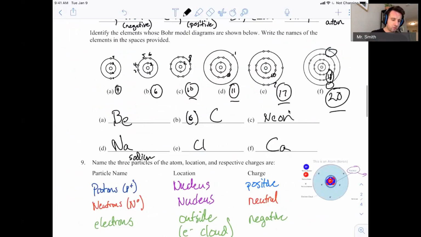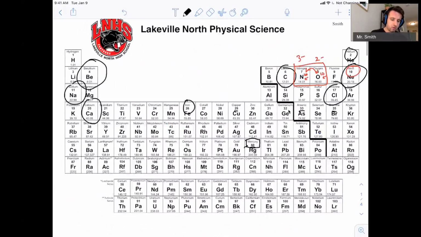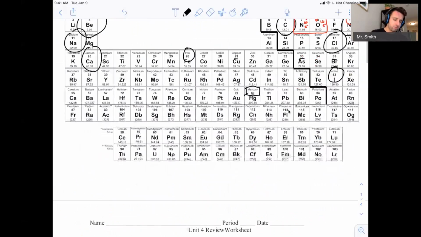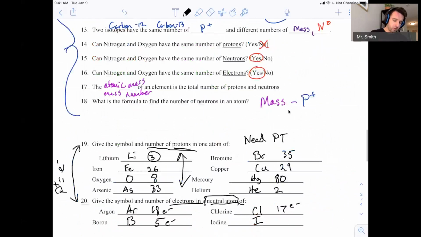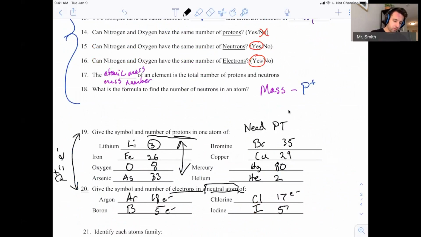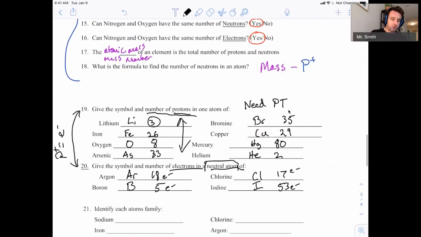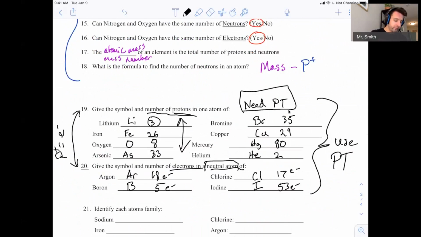And then iodine is I, and I don't remember. It's in the halogen group, I know that. Oh, okay, 53. There we go. Iodine's got 53 electrons. So this is all just kind of, you're using your periodic table to do this. I'm going to say use PT. I also put need PT over here.